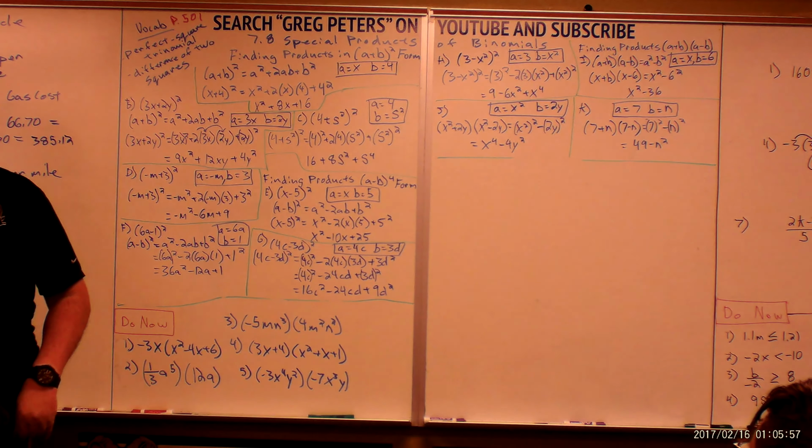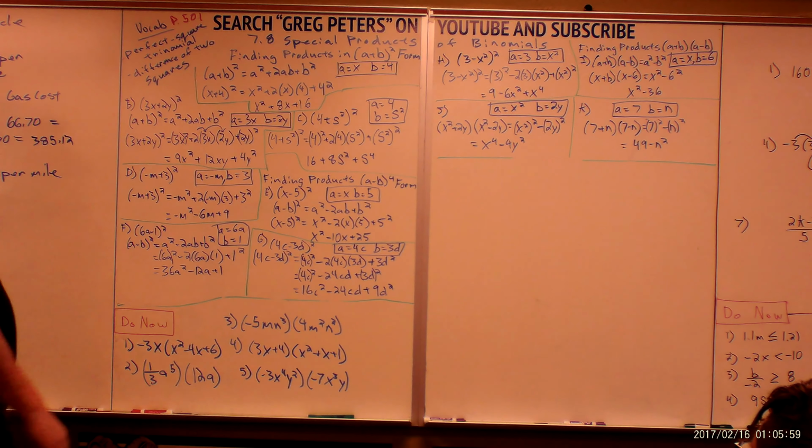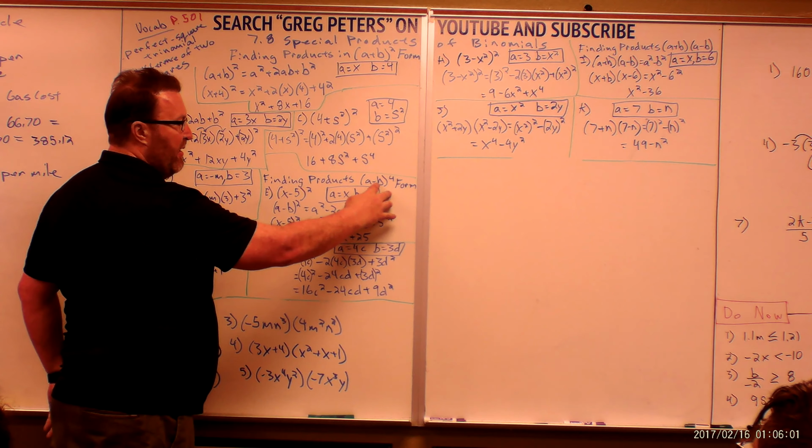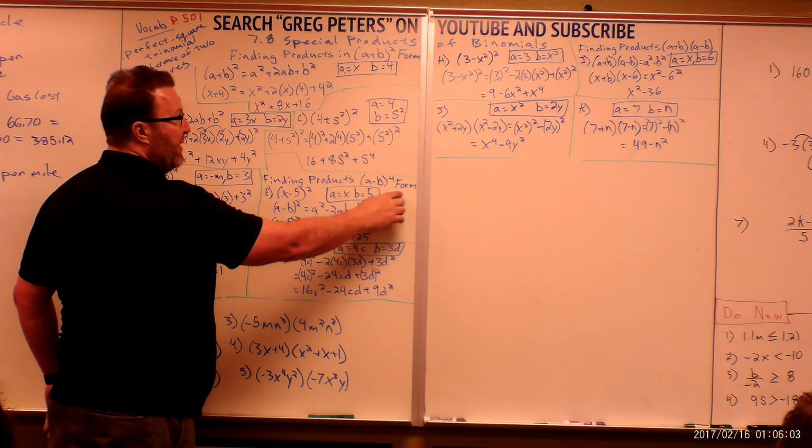Okay? Next one. This is AB4 is what our form is, okay?